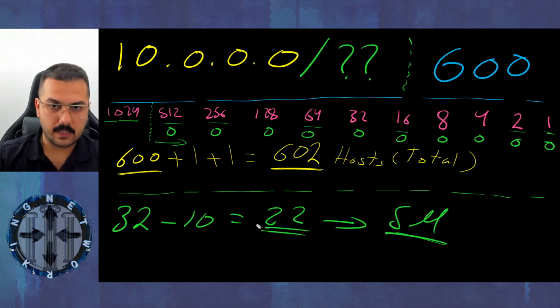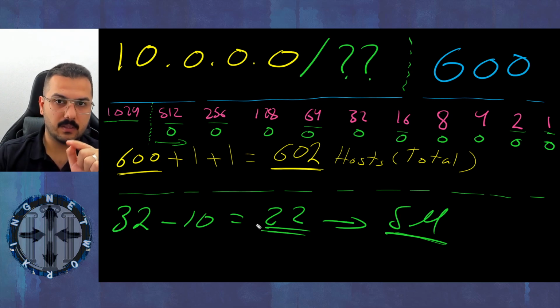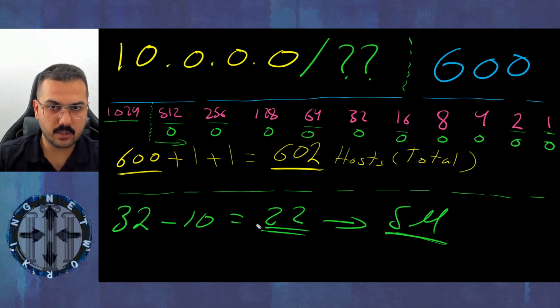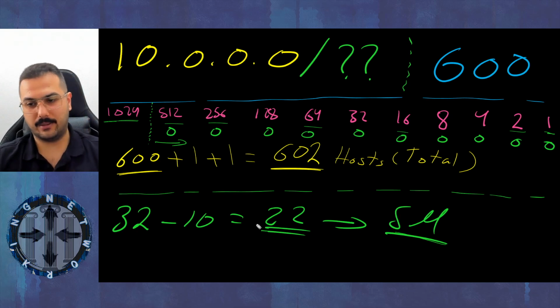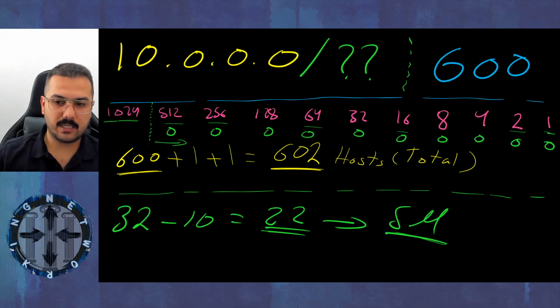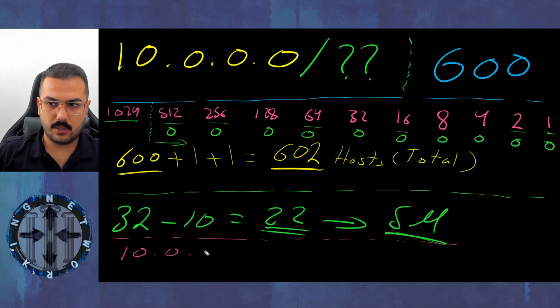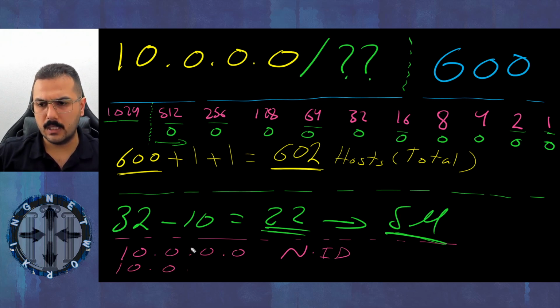Hint, it is /22. It fits almost 1024 addresses in total. So it will end up with a broadcast ID that I will show you later. Or if I just write it for you right now, let me write it for you as a hint. And when you finish your homework, compare the numbers in here. The network ID is 10.0.0.0. And the broadcast ID will be 10.0.3.255. Broadcast ID.